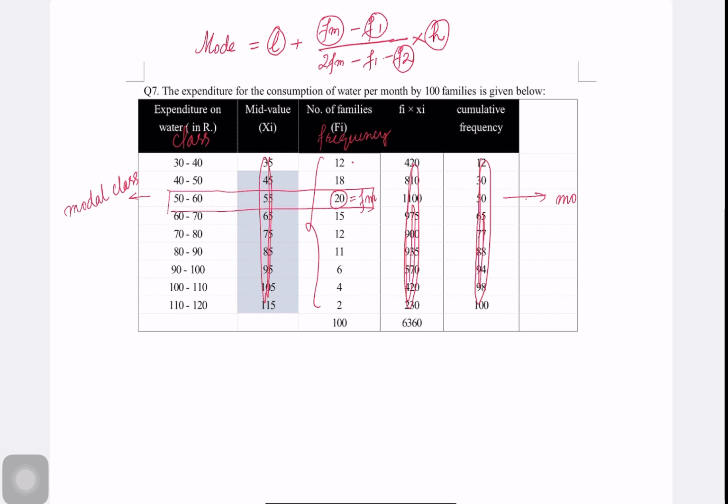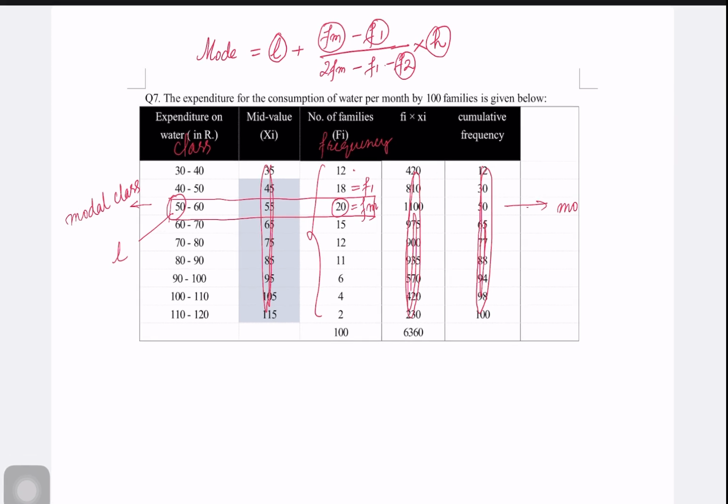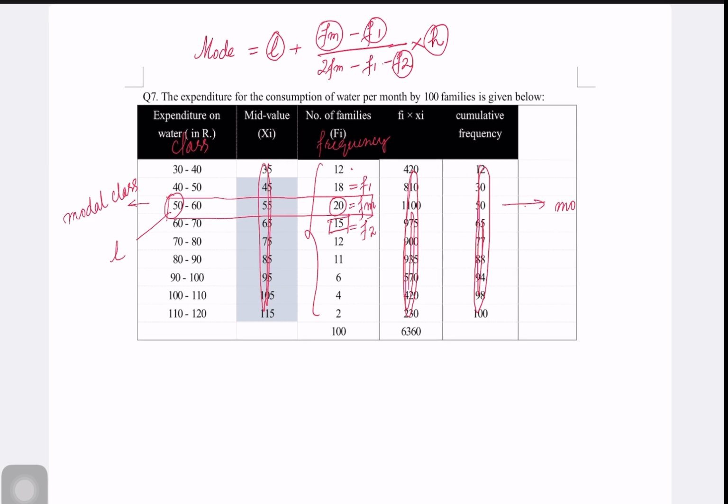This class is called the modal class. Why? This is the class where we have the maximum frequency. Now, how about L? Our L will be 50. This is our L, lower class limit. Fm, we know 20. Then what is our F1? Our F1, as we have learned from the formula, is the frequency of the class just before the modal class. So just before the modal class, 18 is our F1. Then what about F2? According to the meaning, it's just after the modal class. So just after the modal class means 15, that is F2. Now we have Fm, L, F1, F2.